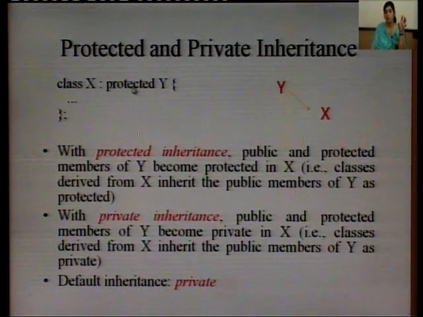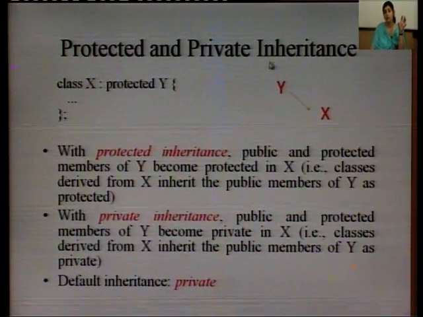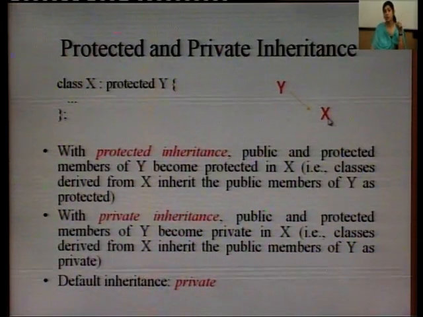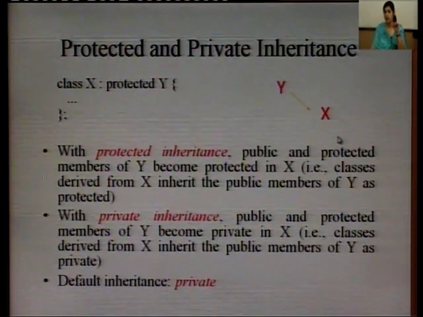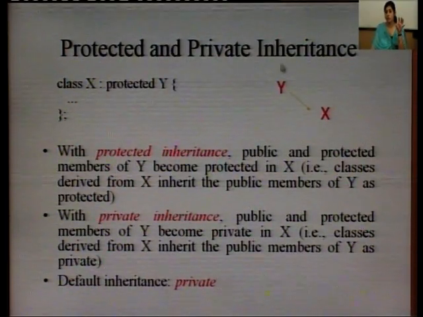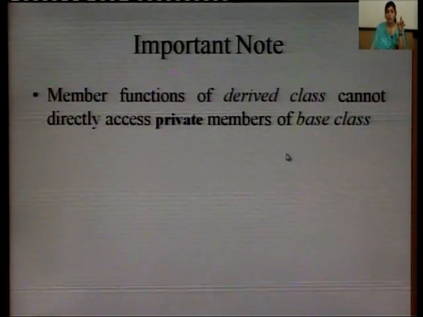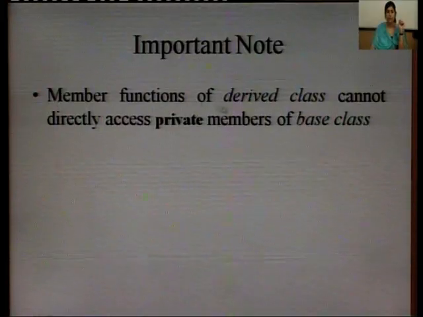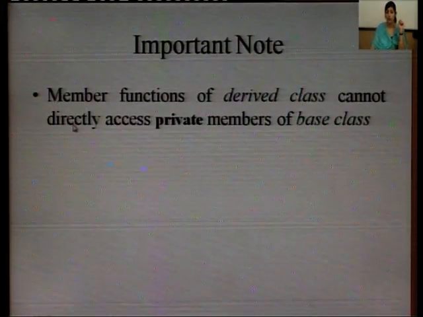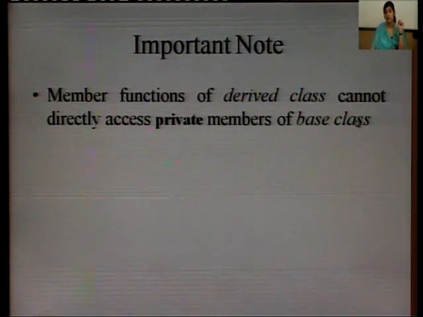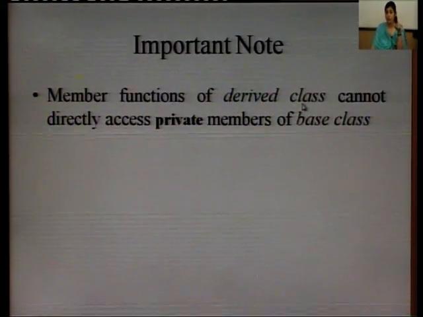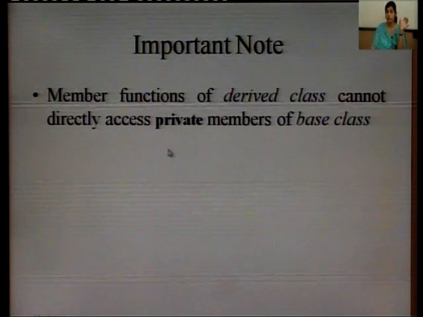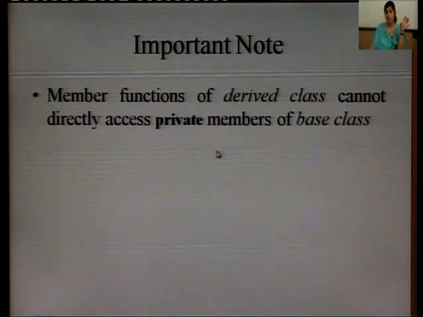And if you use the public keyword here, then all the data that is present here will be public to the X class. Means X class can access the data of Y class publicly. Now, important note, member functions of a derived class cannot directly access private members of the base class. Note down, the member functions of a derived class cannot directly access the private section of the base class.